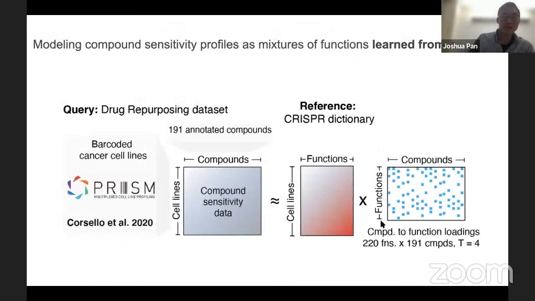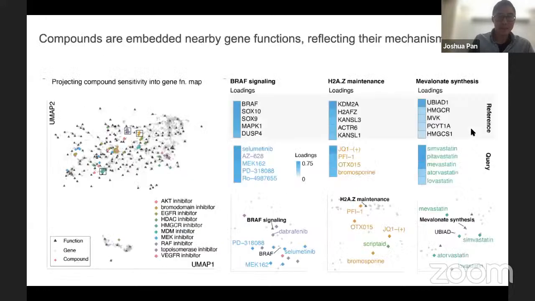In order to try this, I used PRISM, which is a data set in which compounds were treated over cancer cell lines and their sensitivity was measured. Then I took our dictionary from our CRISPR analysis and fixed it, so the only variables here were these coefficients. Similarly to our genes, we try to learn a representation of our compound sensitivity in terms of these dictionary elements. As a result of doing that, we can now align compounds into our embedding space.